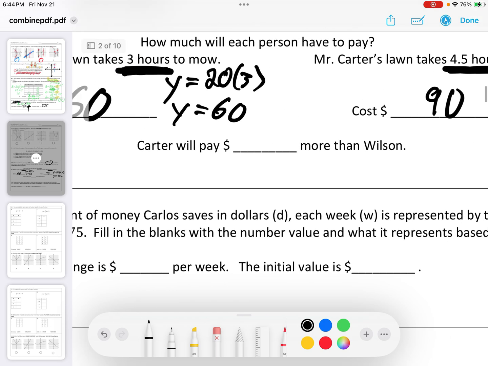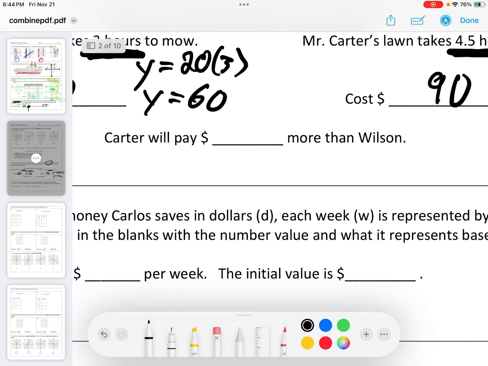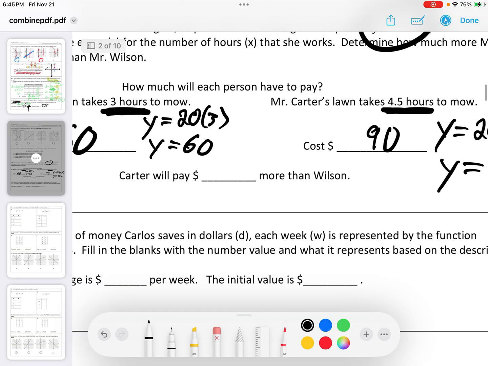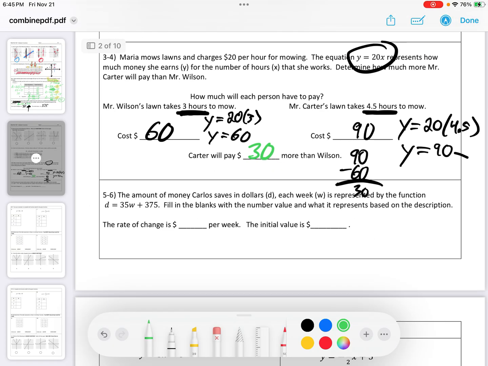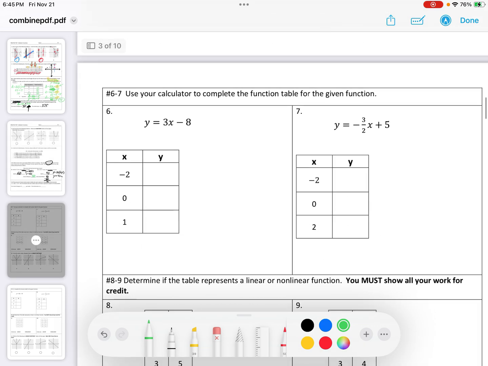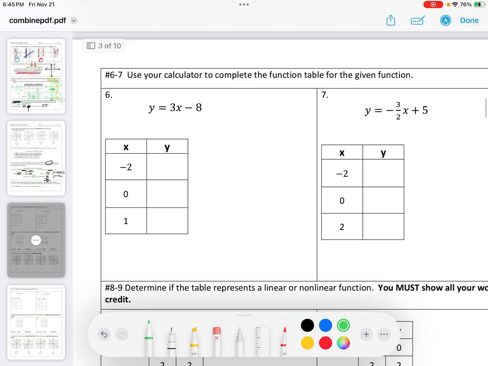So, am I right? Yes, I am. Okay, I didn't mess up that math. Better not have. Carter will pay blank more. Okay. Well, how much more? So we subtract. $30 more. Let me write that in green since we're getting a little close with all our writing. Okay, we already did the other problem. If you have any questions, by the way, you can email me. I'm going to keep an eye on my emails all break.